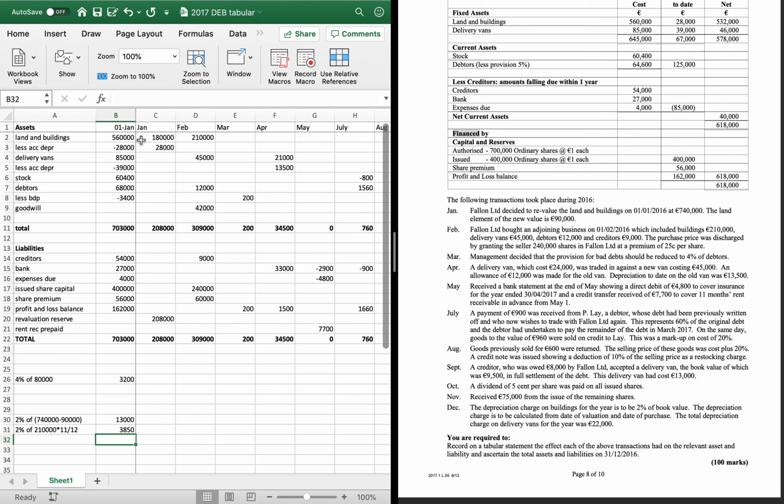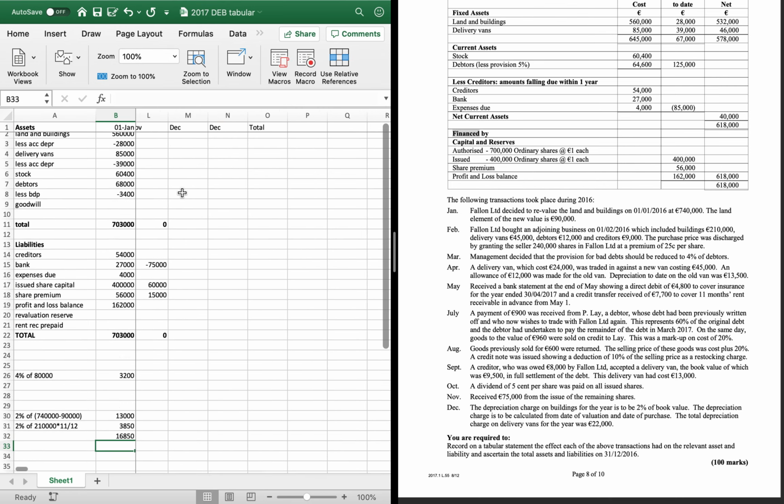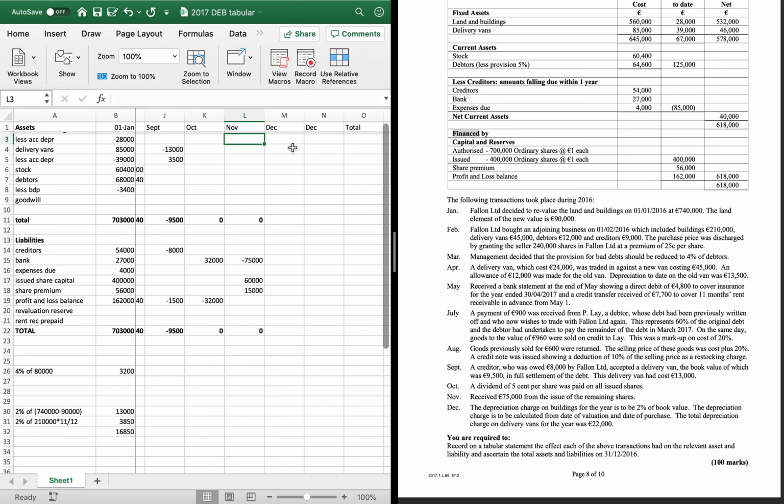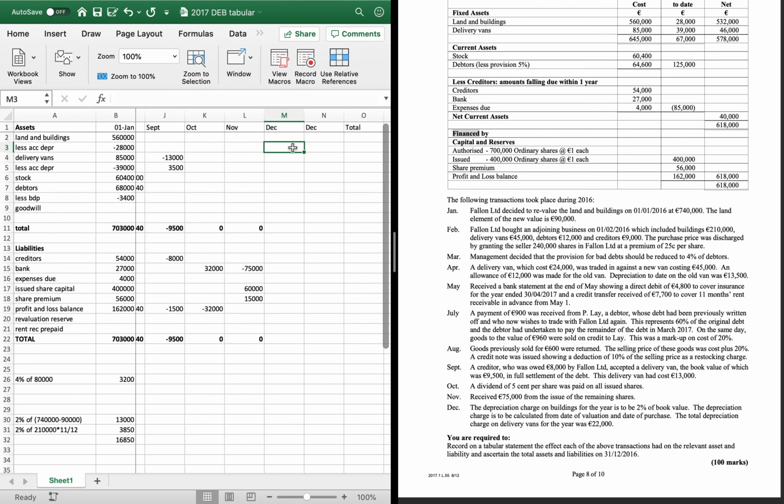Okay, so in total that's 16,850. And of course that'll go in your buildings in December. Because it's a depreciation, it's a minus. So 16,850.